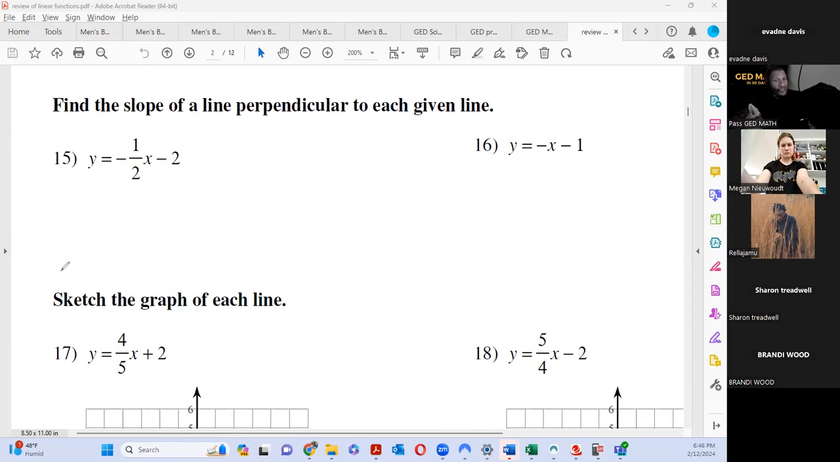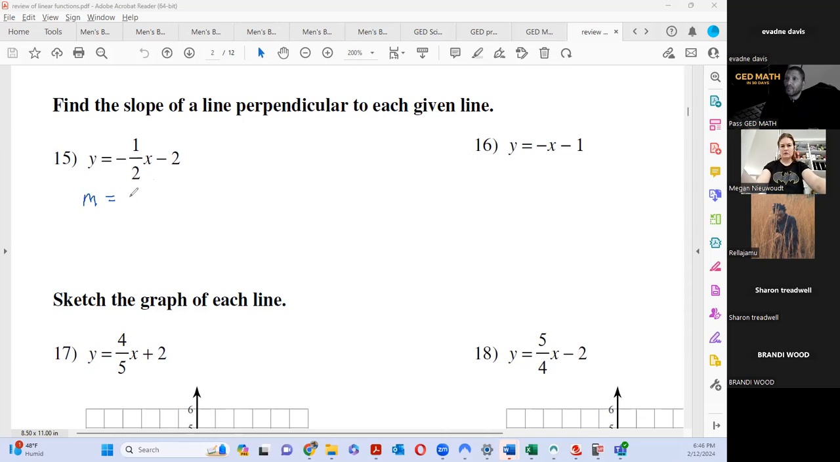Once I understand the computation, let me apply it. Let me look at some word problems. There are steps. We're not jumping to the end to the GED questions. So this is slope-intercept form. What is the slope of this equation?